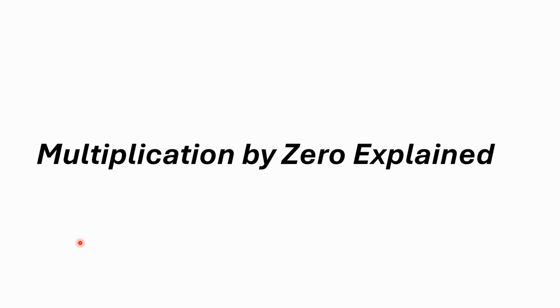Today we're diving into one of the simplest looking math rules that actually confuses a lot of people. Multiplication by zero. Why does multiplying anything by zero always give zero? Well, by the end of this video, you'll not only know the answer, but you'll understand why it's true, see some real world examples, and even spot where people get tripped up. All right, let's get started.